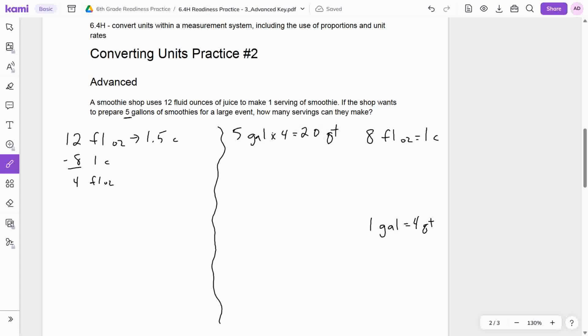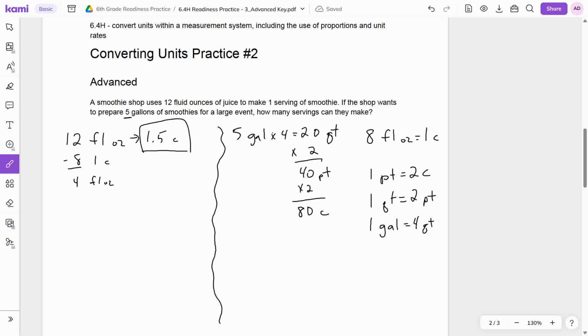Now, 1 quart equals 2 pints. So now I'm going to multiply this by 2 to get 40 pints. So 5 gallons is worth 40 pints. And now I've got my 1 pint equals 2 cups. So I'm going to multiply this by 2, and I'm going to get my 80 cups. All right, so now I could use this.